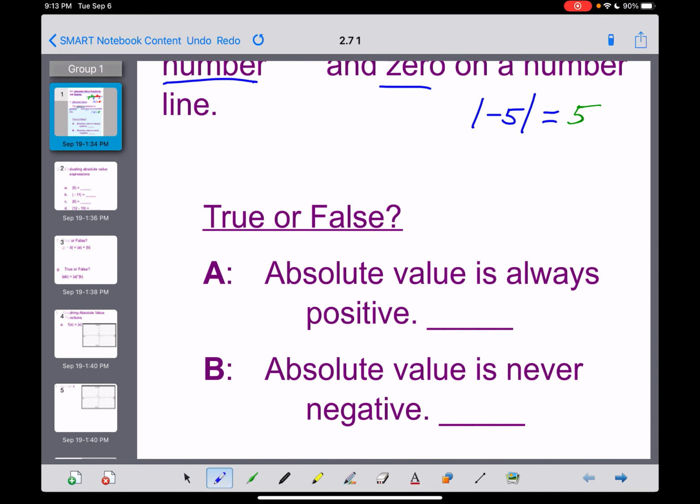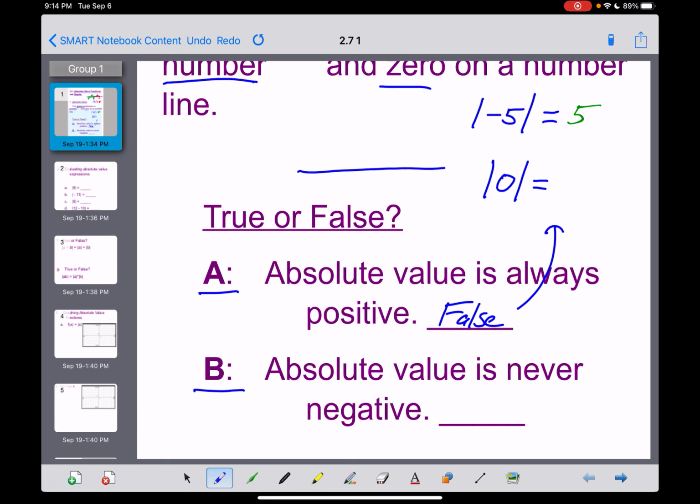Two quick statements here, true or false. Statement A, absolute value is always positive. Statement B, absolute value is never negative. A lot of people look at those two statements and think they are exactly the same thing. They are not. I'll let you think about it for a second. The first statement, absolute value is always positive, is a false statement. The reason is that there is one tiny little counterexample that refutes it, everybody: the absolute value of 0.